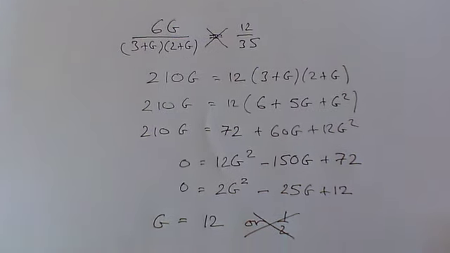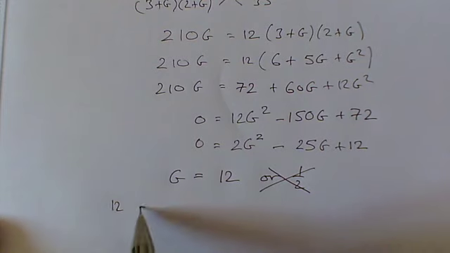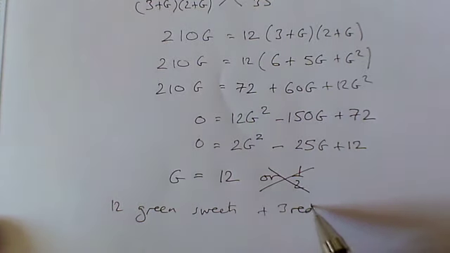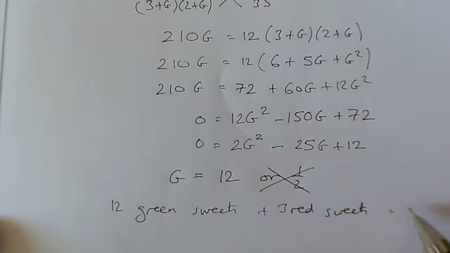So we'll cross that one out, and we'll say that there must have been 12 green sweets in the bag to start with, which is the answer. There were 3 red sweets, we were told that, so there must have been 15 sweets in the bag to start with. But the answer is 12 green sweets.